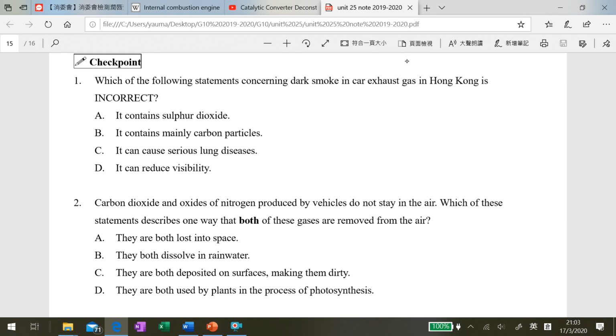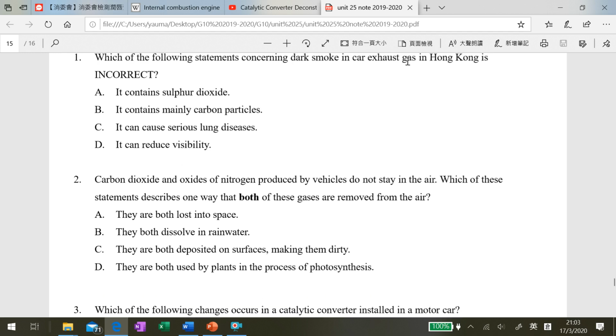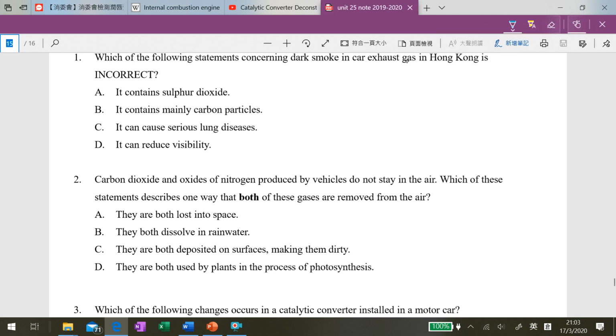Because as you remember, from 2007, for the fuel used in cars, we can assume there's no sulfur. So it doesn't contain sulfur dioxide. That's why the answer is A. So you better mark it down. Okay, next question.